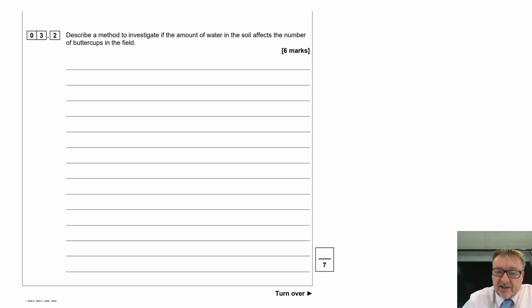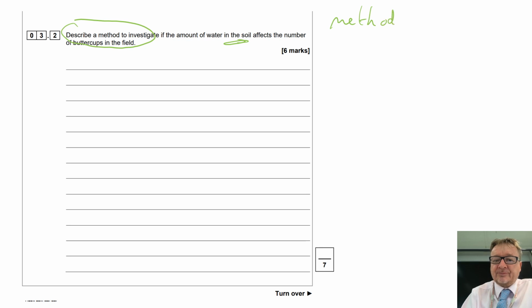This is the next part. Describe a method to investigate if the amount of water in the soil affects the number of buttercups on the field. Okay. So the amount of water in the soil, right? So that is obviously one of our variables, affecting the number of buttercups in the field. So let's immediately do a plan, right? So what we're going to do is a method, okay, which covers the first part.